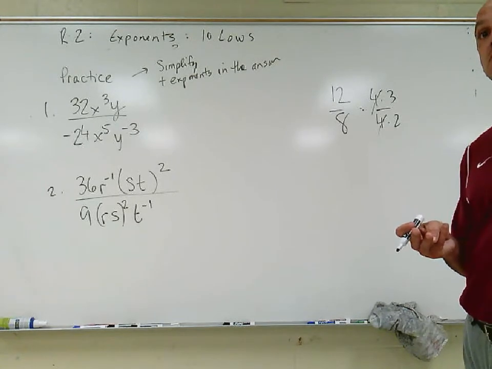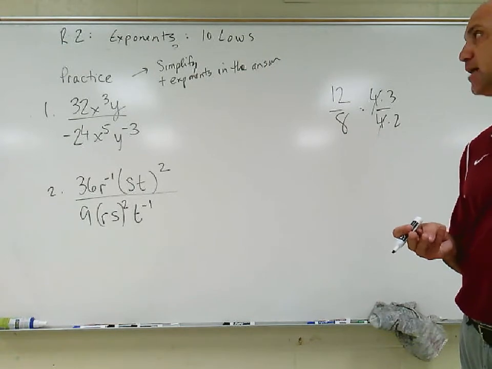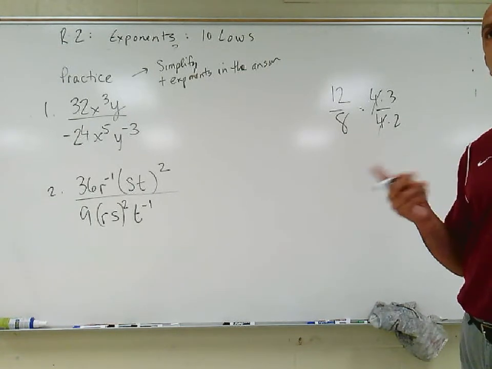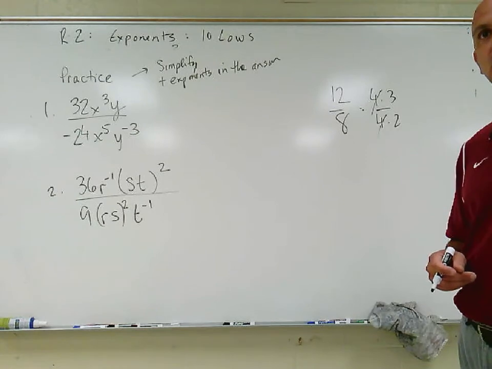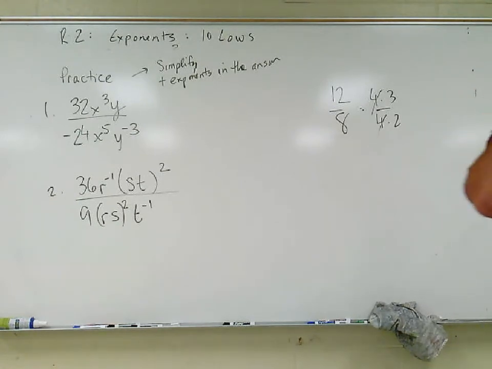It should reduce. It's a fraction. I would ask myself, what's the biggest number that will go into both, and then that way I can cancel that out. Well, is 32 divided by 24 going to give you a whole number? No.